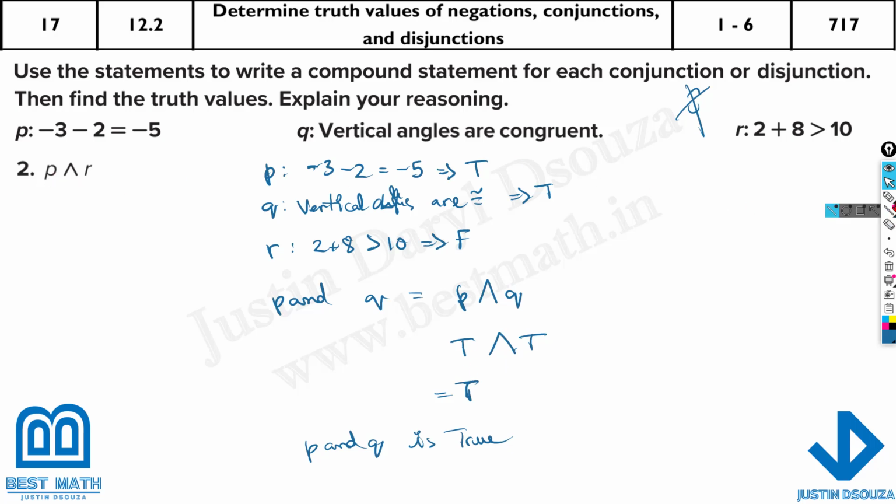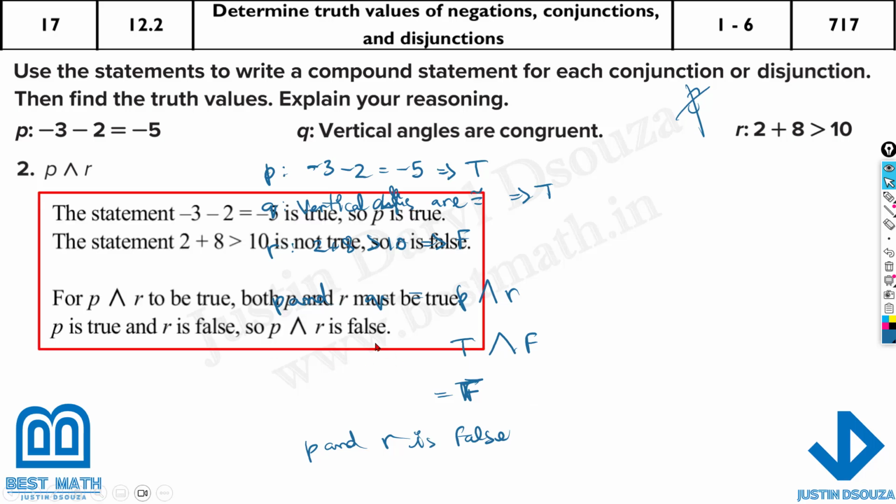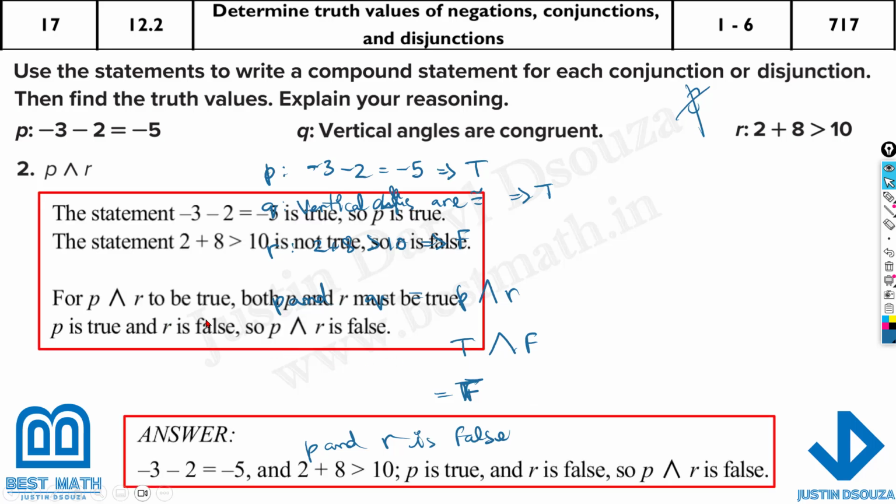Now, what about the next one? P and R. I'm just going to change it over here. R is false, so it cannot be true here because it's and. Again, it's the and gate. P and R. It is true and false, so it will be false. The answer is false. P and R is false. Why? Because the statement P is true, R is false, therefore true and false is false. So here we go. That will be the answer for the second one.